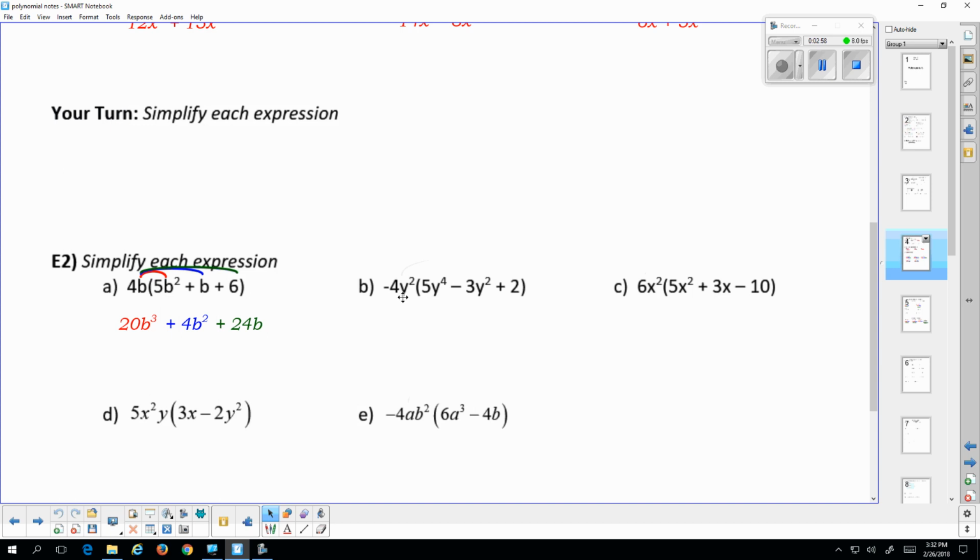Let's try b. Let's distribute the negative 4y squared. So negative 4y squared times 5y to the 4th. What's that going to give me? Negative 4 times negative 5 is negative 20. Then add the exponents. Let's do negative 4 times negative 3. So negative 4y squared times negative 3y squared. What will that give me? That'll give me positive, because a negative times a negative is a positive, positive 12y to the 4th. And now distribute that to the 2. And that should give you negative 8y squared.